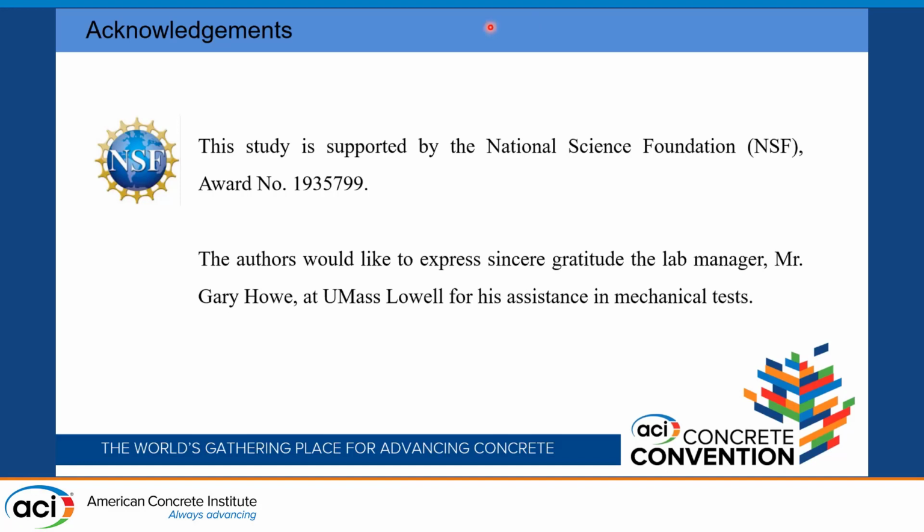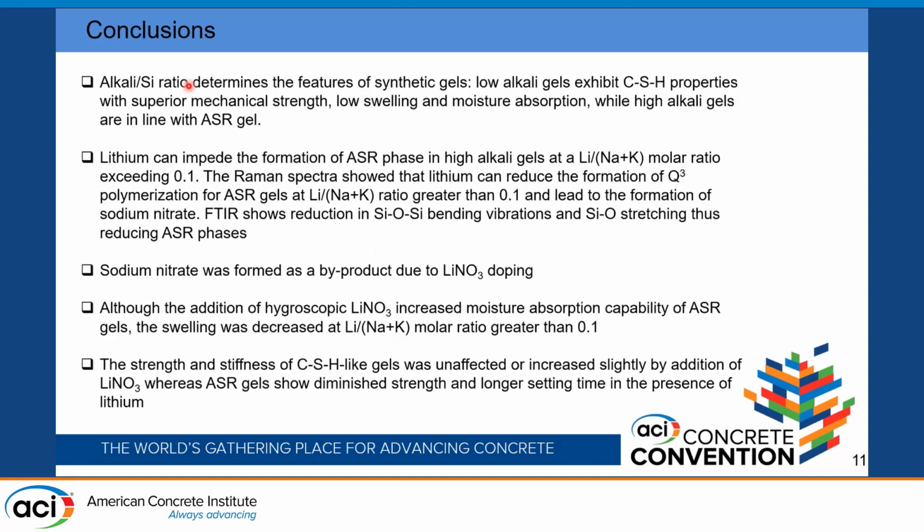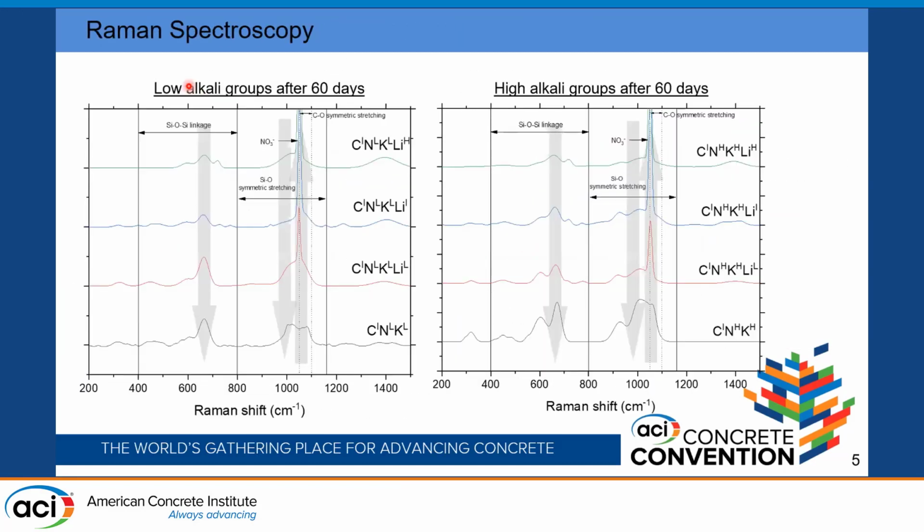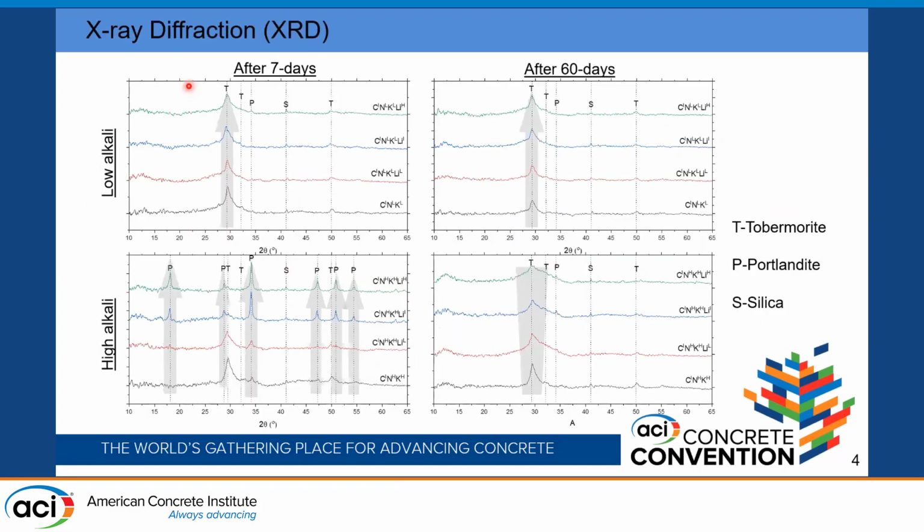If alkali-silica reactions become active, is there any way to stop the reactions or to slow them down? Yeah, so from our studies, we find that after 7 days that we made the gel, adding lithium nitrate with the lithium to alkali ratio of more than 0.1, for example, 0.3 and 0.5, does not produce any alkali-silica reaction phases, as can be shown from this figure.